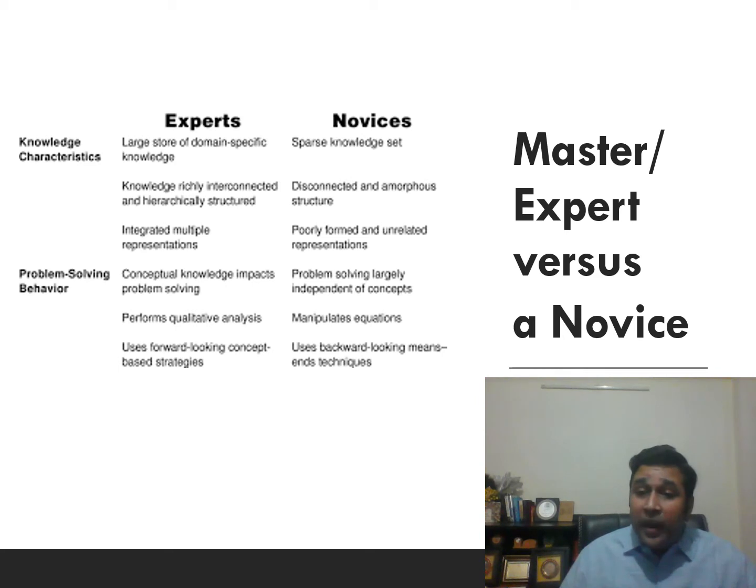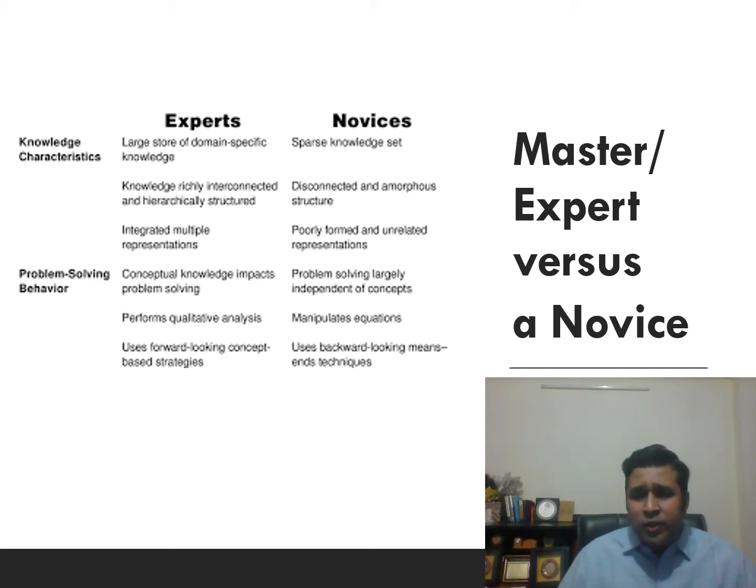while an expert will perform some kind of a qualitative analysis, and based on that he will form a certain kind of algorithm through which he will do the quantitative analysis. So before proceeding to the quantitative analysis, the qualitative part will also be done through a structured qualitative analysis or a structured algorithm kind of a thing. Novices use a backward looking means-ends technique, while experts will use a forward looking concept based strategy. These are the differences in the problem solving behavior of a novice and an expert.